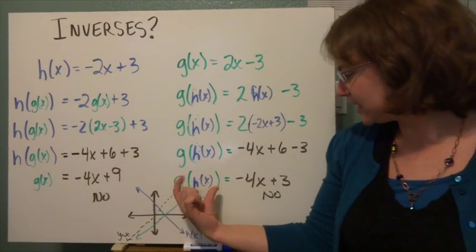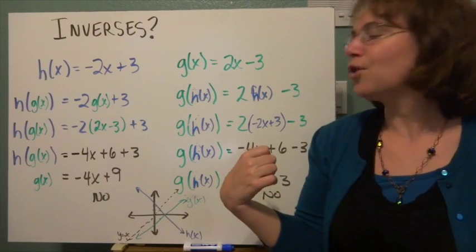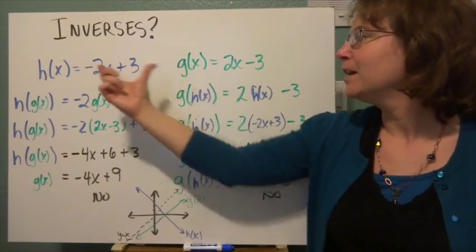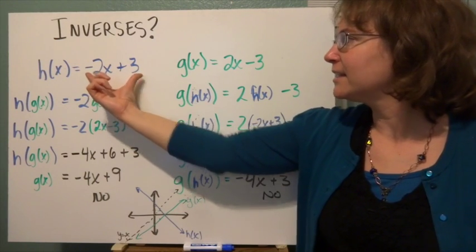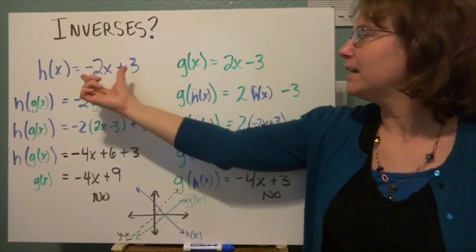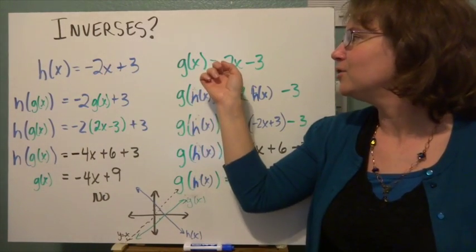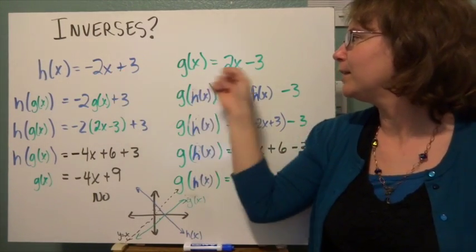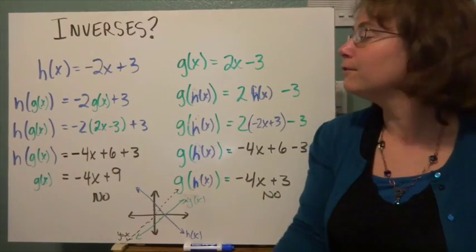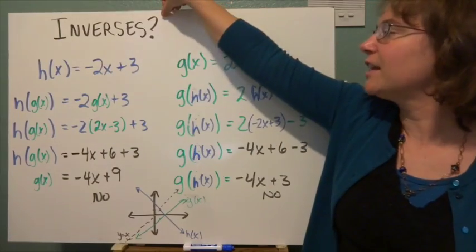So if I had started with this one, I would also see that no, they are not inverses of each other. Both of these things have to be true. Now notice h of x is the additive inverse of g of x. I have negative 2x right here, and a 2x here, positive 3 and negative 3. So just switching the signs doesn't mean that they're inverses. You have to actually check that composition.